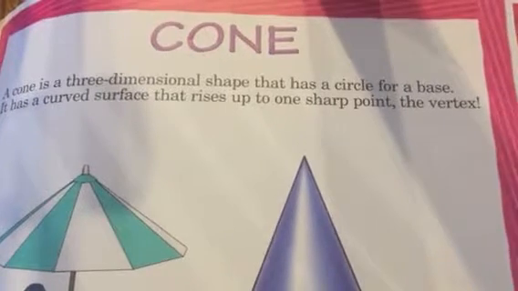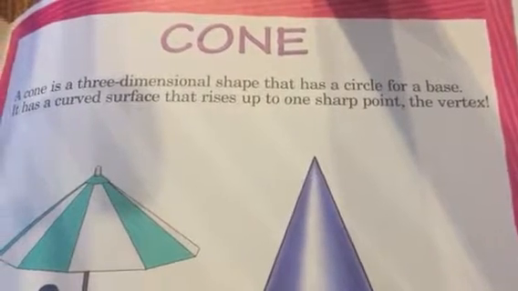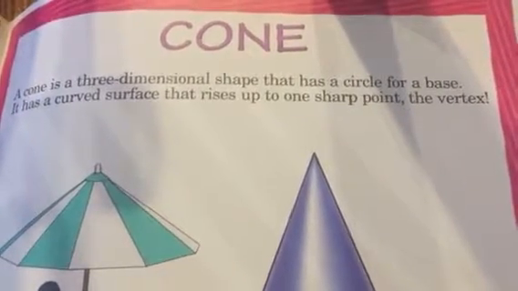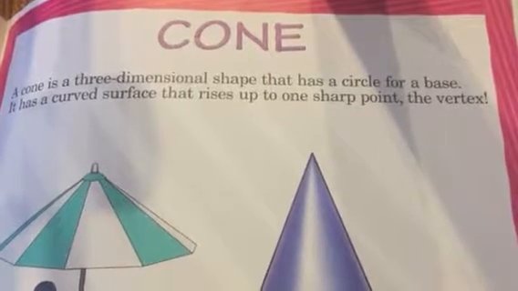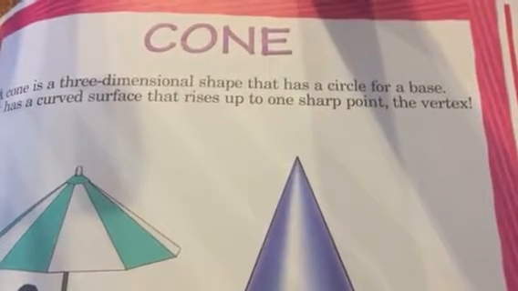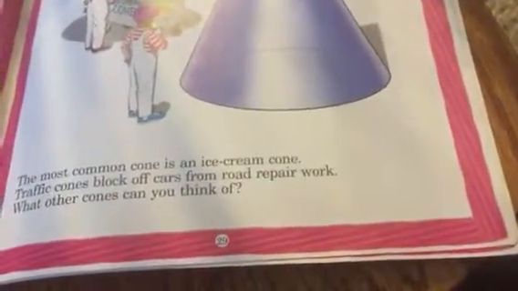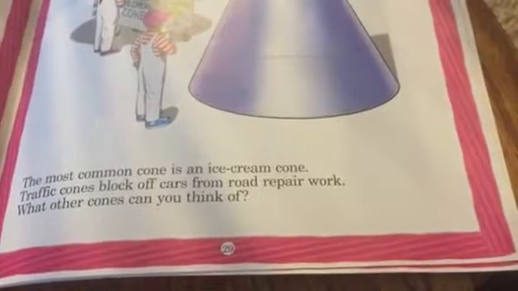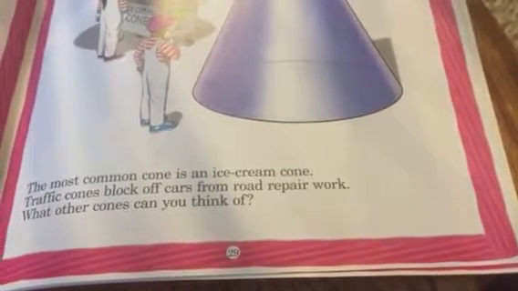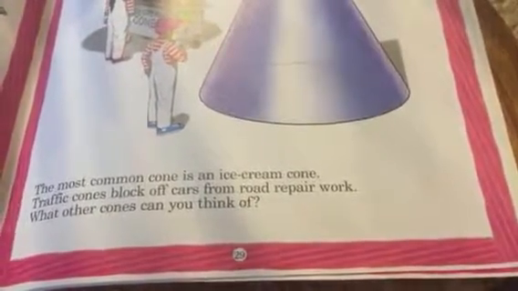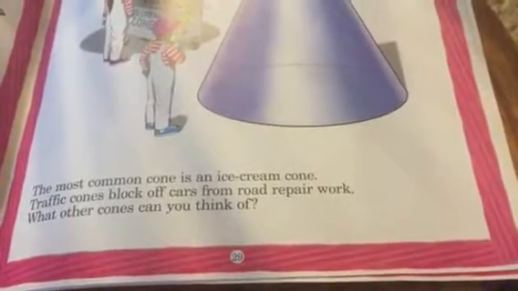Cone. A cone is a 3-dimensional shape that has a circle for a base. It has a curved surface that rises up to one sharp point, the vertex. The most common cone is an ice cream cone. Traffic cones block off cars from road repair work. What other cones can you think of?